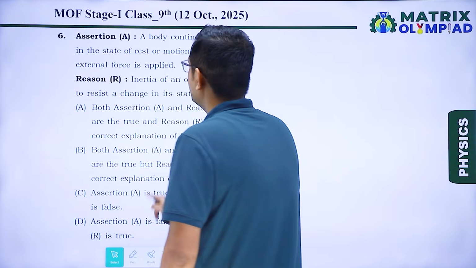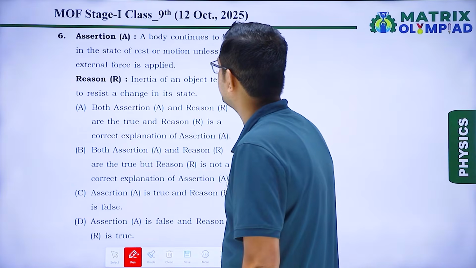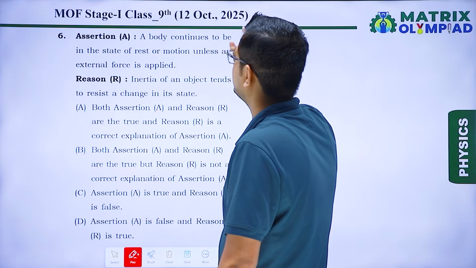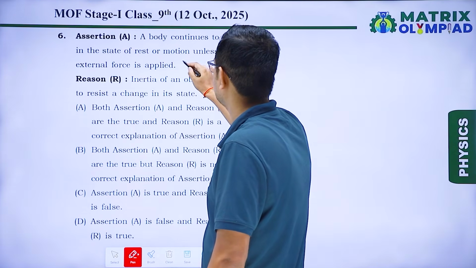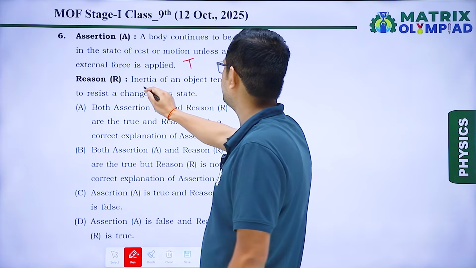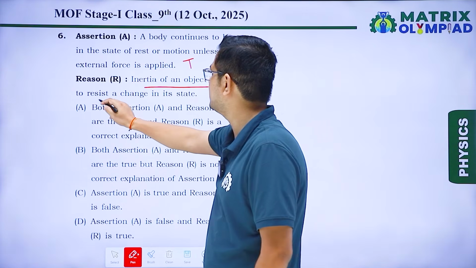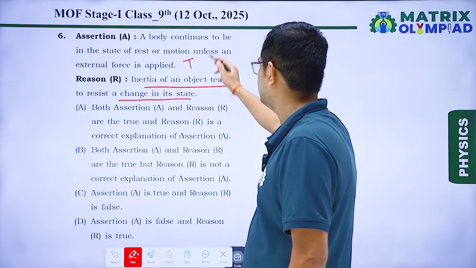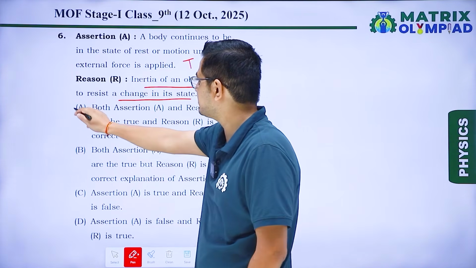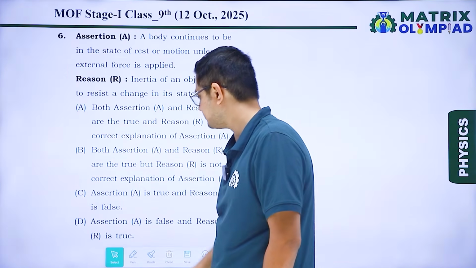Next question, question number 6, that is assertion reason. A body continues to be in the state of rest or motion unless an external force is applied. This is true. This is the first law of motion. In the reason, inertia of an object tends to resist a change in its state. Yes, this is also true and a correct explanation also. So option A is our correct answer.